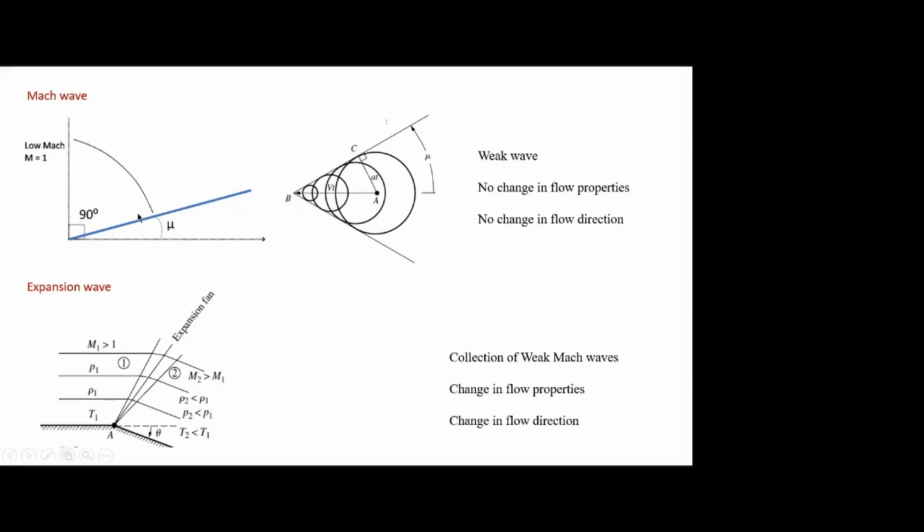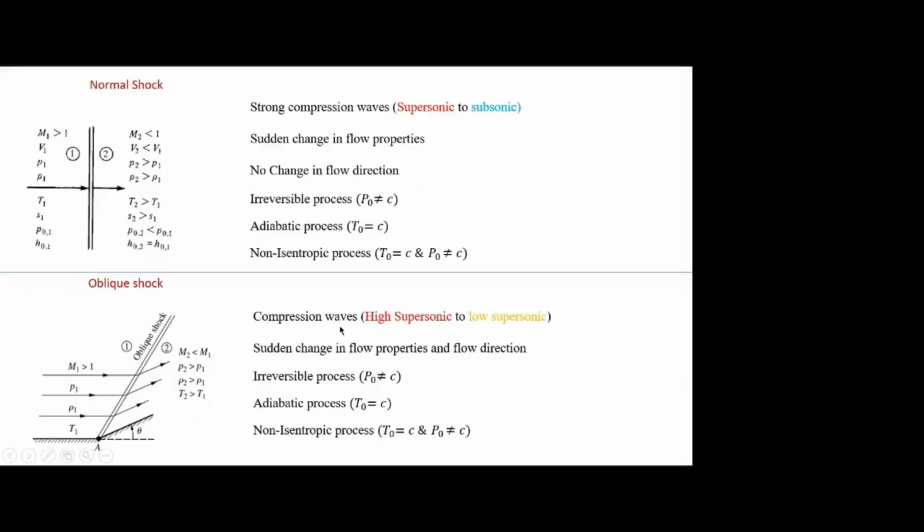Okay. So I said Mach wave is just very weak wave. So across the wave, there won't be any change in flow properties or flow direction. If Mach number is 1, here also it will be Mach number 1. If pressure is 2 bar, here also pressure will be 2 bar. It won't change anything. And then let me explain the normal shock, then you can come to this expansion fan. And these two are the shock waves, compression waves.